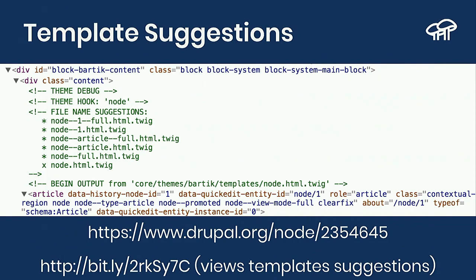So you get three different pieces of information when you enable theme debug. Going from bottom to top, where it says begin output, you see exactly which template is being used. That is the first step. You need to locate what is the template being used. So you already know it is in the Bartik theme, in the templates folder, and it is the node template. Another thing that you get, remember that there are different layers, views, page, users, and so on. What it says, theme hook node, means we're dealing with a node here. If it said theme hook user, we're dealing with a user. Field, we're dealing with a field, and so on.